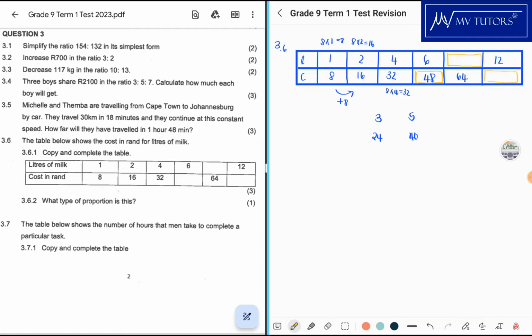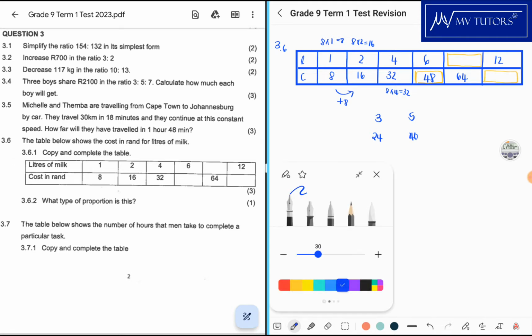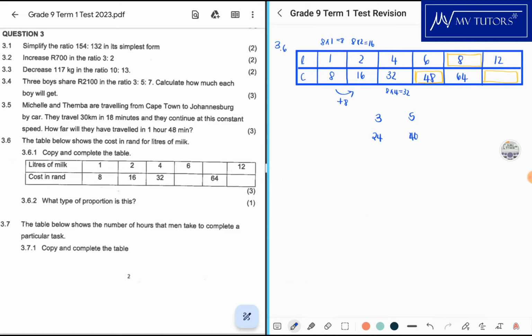And what about 64? What times 8 will give me 64? Well, it's actually 8. And what is 8 times 12? That would be 96. All right, so those are the missing numbers. And we can see that every time we need to add 8 to move on to the next number, provided there aren't any missing values. So that is the trend. Now that's 3.6.1.